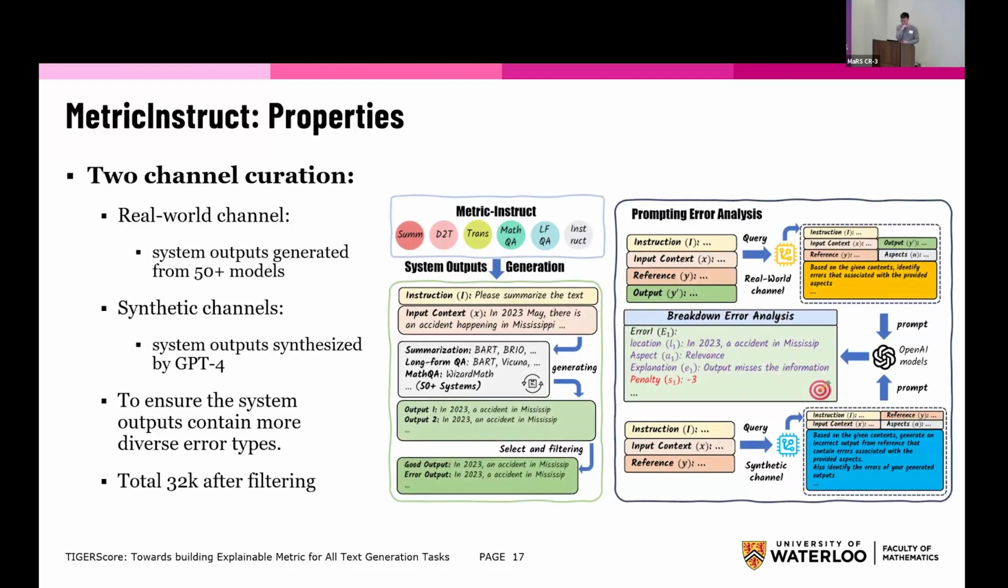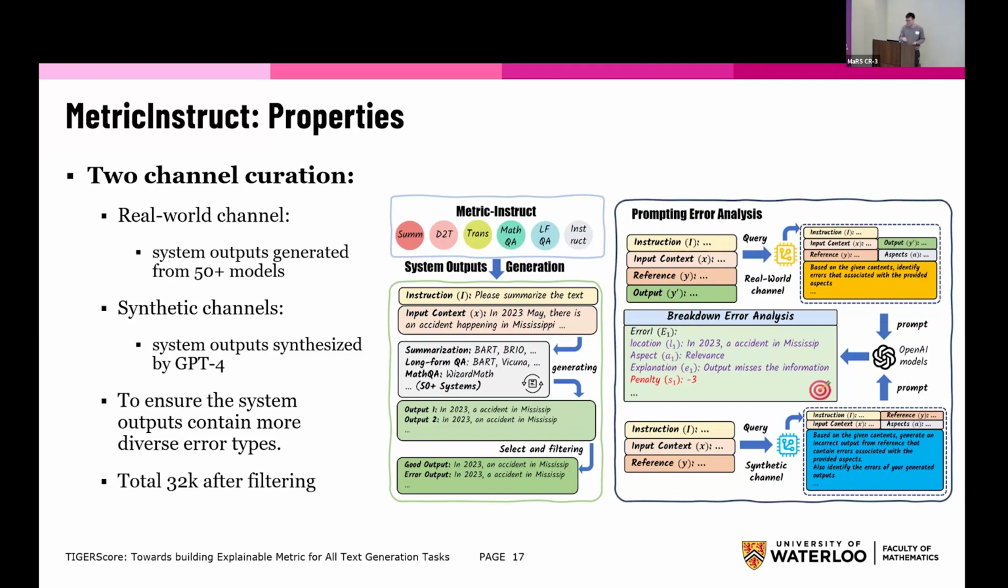Another property is two-channel curation. Basically, we have two channels. The first one is the real-world channel, and the second one is the synthetic channel. The main difference between these channels is that the system outputs are generated from different places. For the real-world channel, the system outputs are generated from more than 50 models that we can find on the Hugging Face datasets. They are all open source. For the synthetic channel, the system outputs that might contain errors are synthesized by GPT directly.